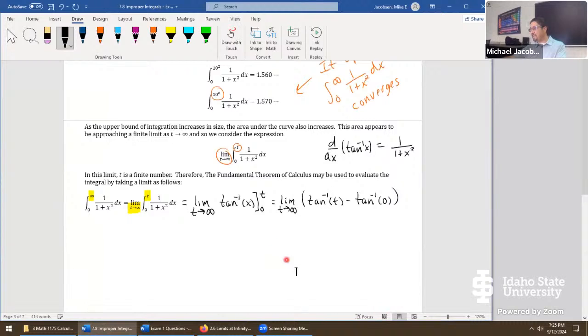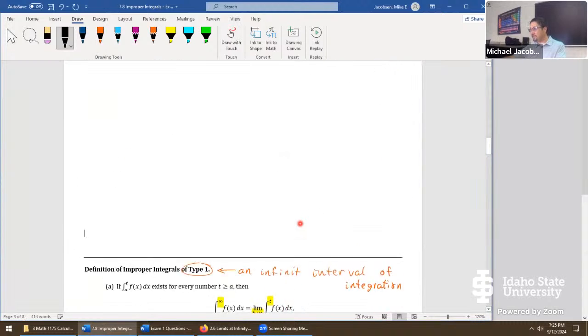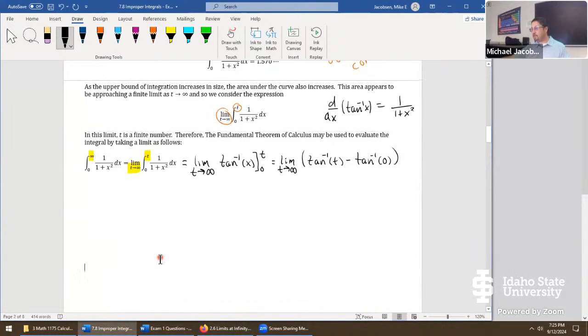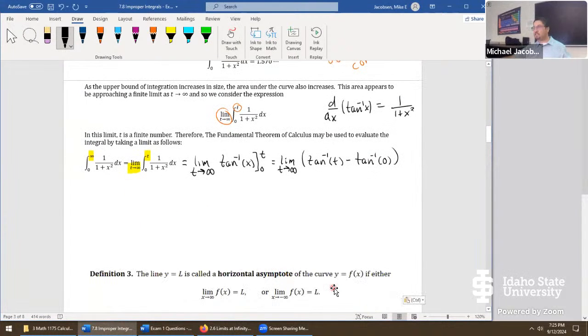We'll just put this on the next page. It looks like this is getting longer and longer. There we go. So we're going to use that information.